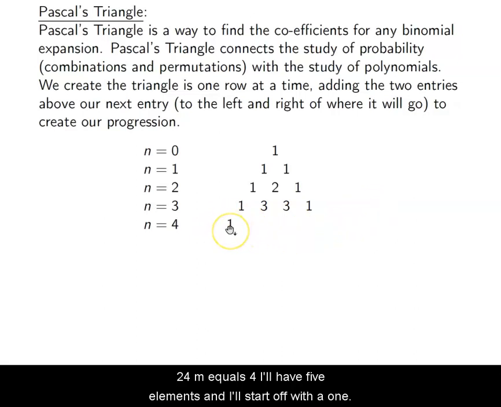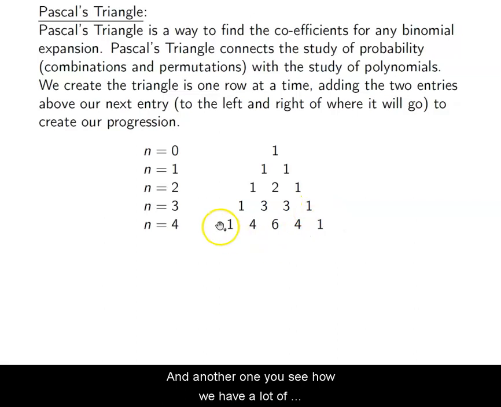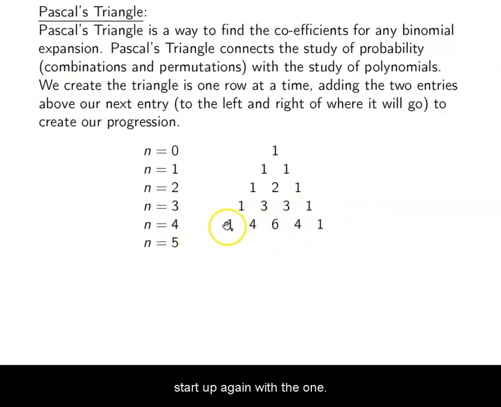It'll start off with a 1. The next one will be 4. The next one will be 6. Another 4. And another 1. You see how we have a lot of symmetry going on here? If I do n equals 5, I will start off again with a 1. This will be a 5.